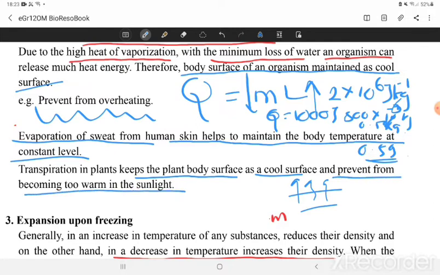Plants are exposed to sunlight. They don't have houses to surround them, right? So when plants are whole, they are exposed to sunlight. What happens to them? They have to maintain their body surface. They are living organisms, right? They have to maintain their body surfaces as cool surfaces, and prevent from becoming too warm. I hope you understood this.